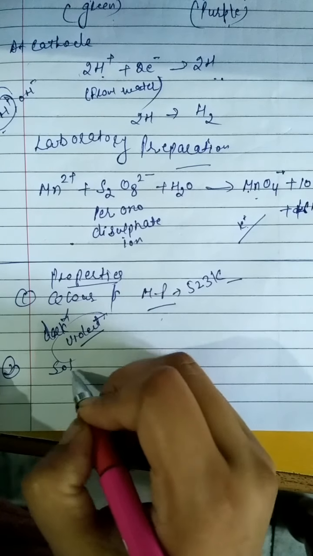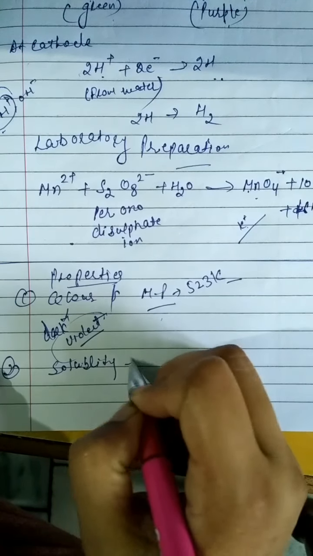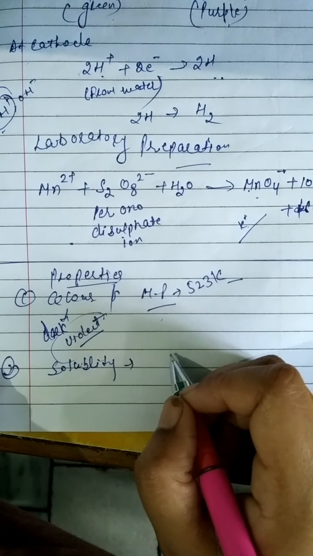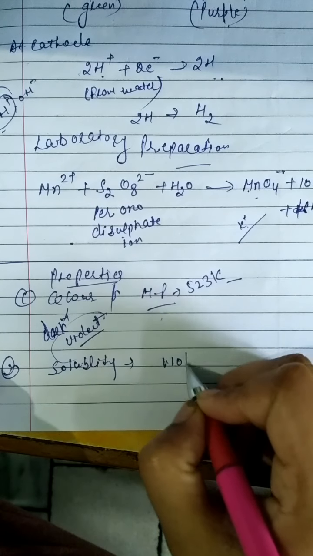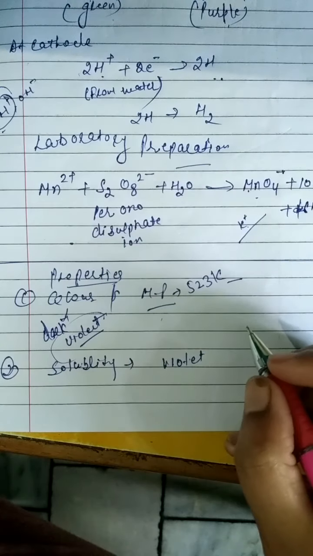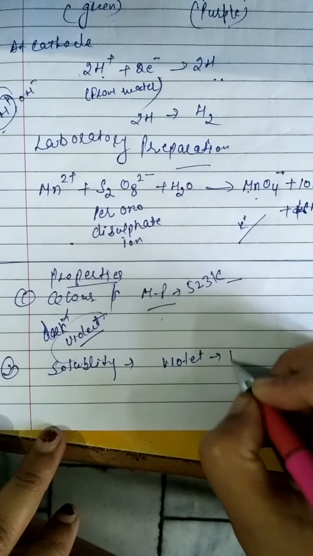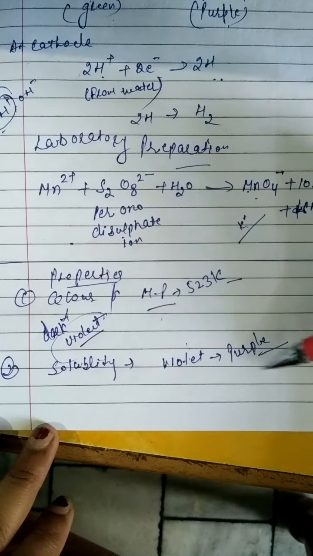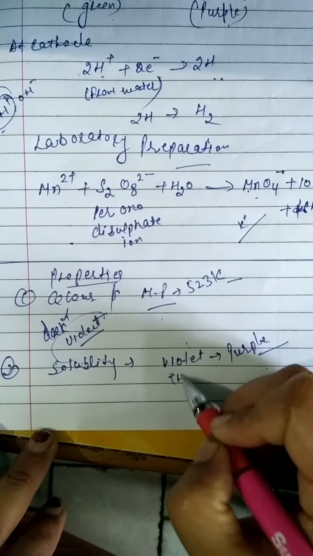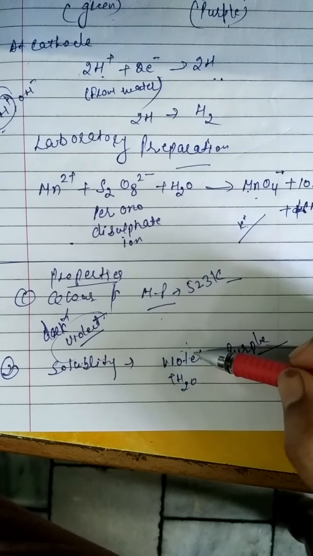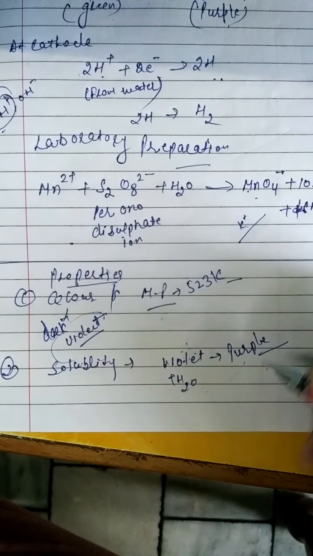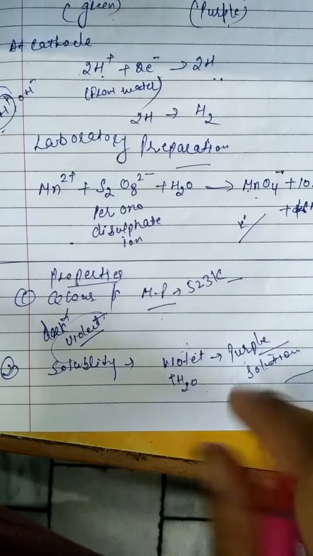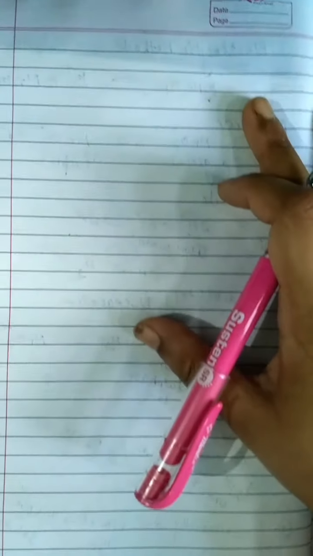The second one is solubility. It is easily soluble in water. When we add water to potassium permanganate crystals, the violet color is converted into purple. Firstly it is violet, in the form of a crystal. After adding water, it is converted into a solution, and that solution is of a purple color.